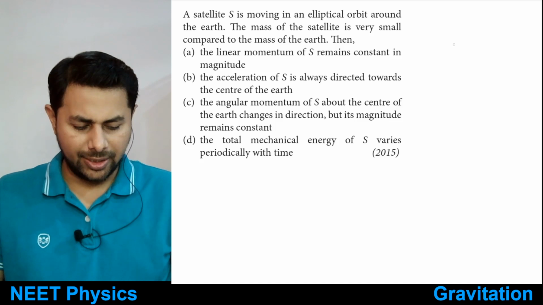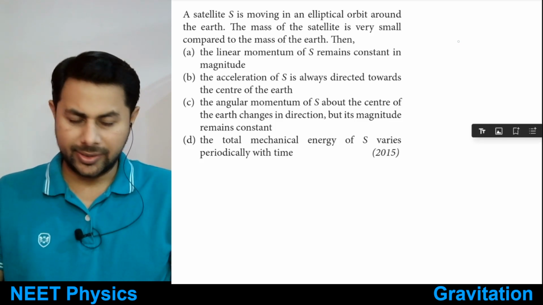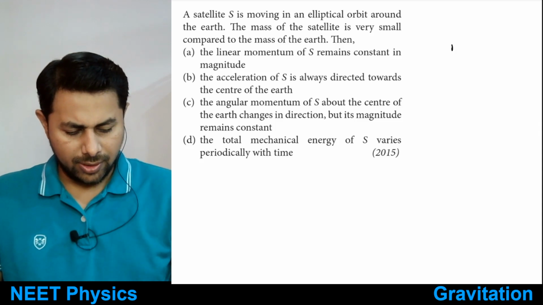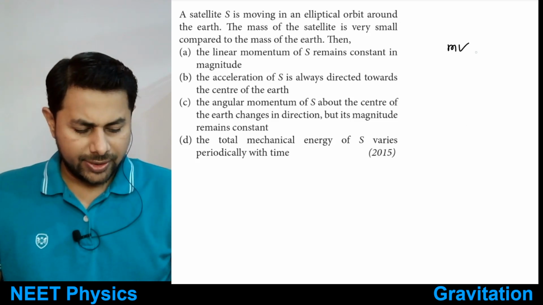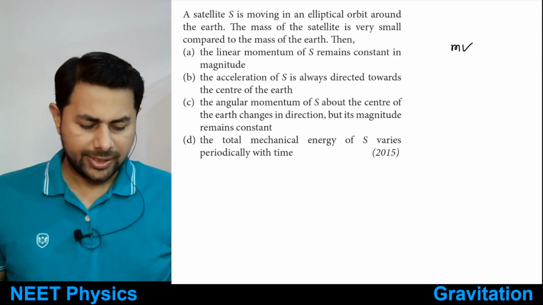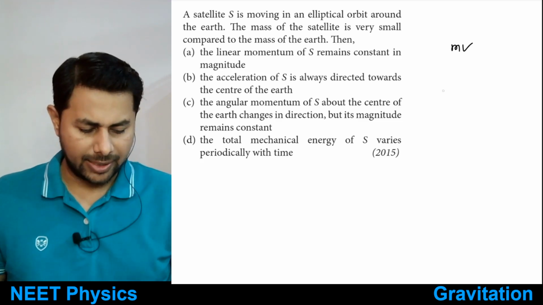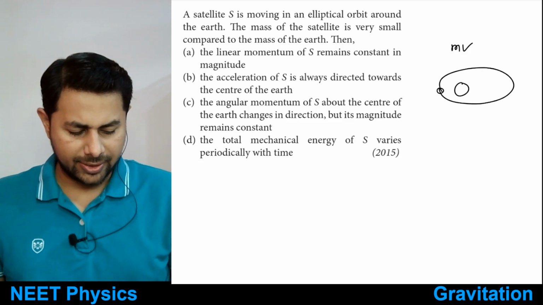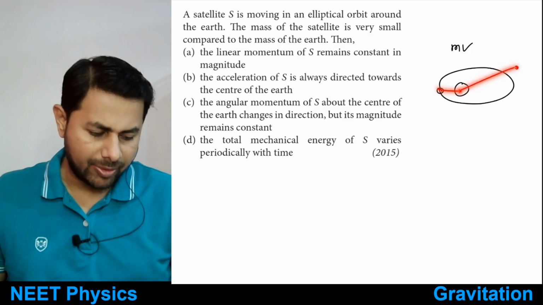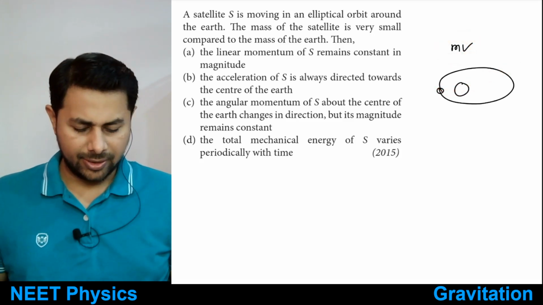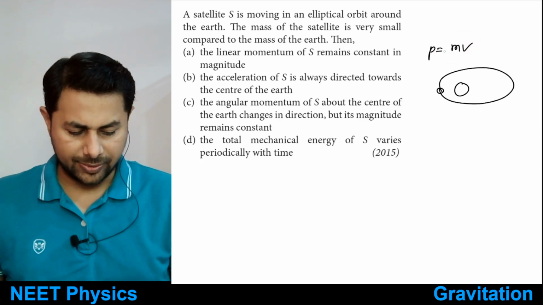No, because linear momentum, it is P, which is equal to mass times velocity, and velocity changes in an elliptical orbit. If the satellite is close to the planet, then what happens? The velocity increases, right? If it is away from the planet, velocity decreases. So v is not constant, that means momentum is not constant.